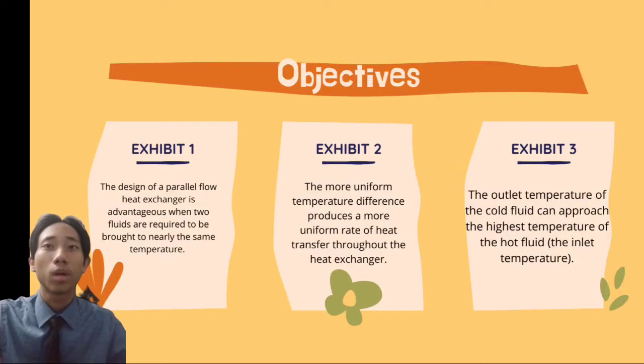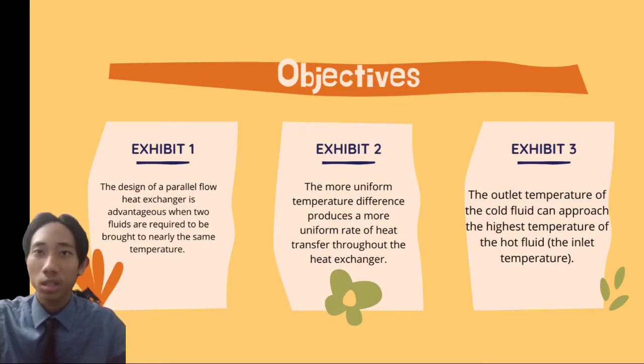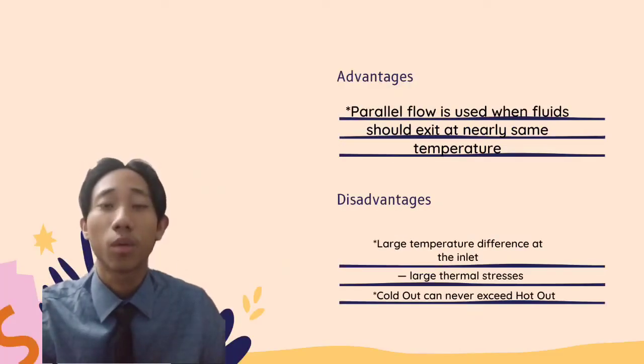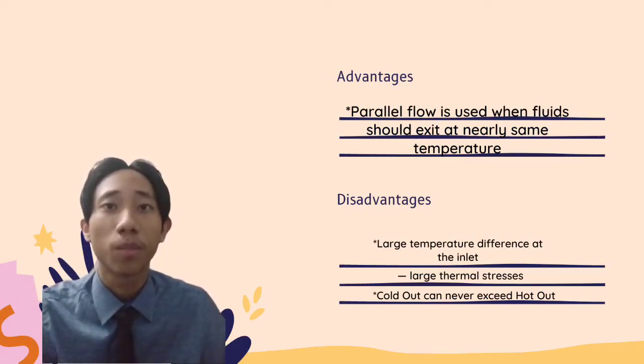Next, I will talk about the objective. The design of a parallel flow heat exchanger is advantageous when two fluids are required to be brought to nearly the same temperature. The more uniform temperature difference produces a more uniform rate of heat transfer throughout the heat exchanger. The outlet temperature of the cold fluid can approach the highest temperature of the hot fluid, which we call the inlet temperature.